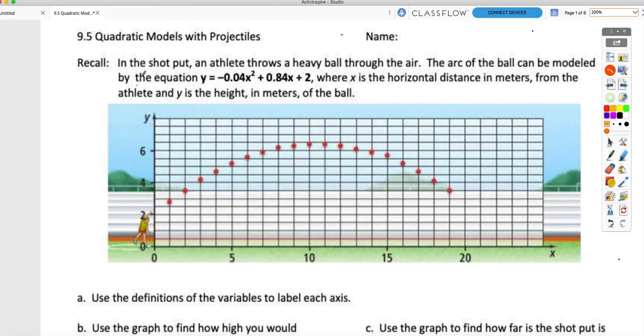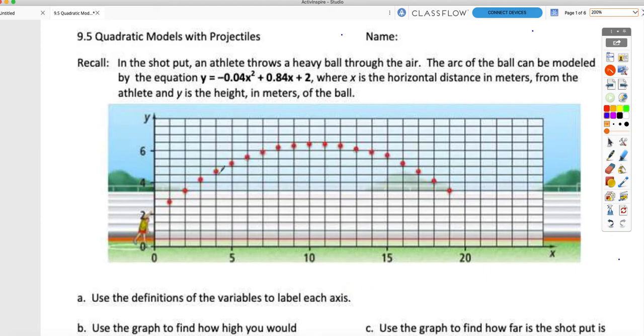This says it's recall, so that means it's not new material. It says in the shot put, an athlete throws a heavy ball through the air. That's called a shot put. The arc of the ball can be modeled by the equation y is equal to negative 0.4x squared plus 0.84x plus 2. X is the horizontal distance in meters, the distance from the athlete, and y is the height in meters of the ball. Okay, the first thing we have to do is define the variables and label each axis.